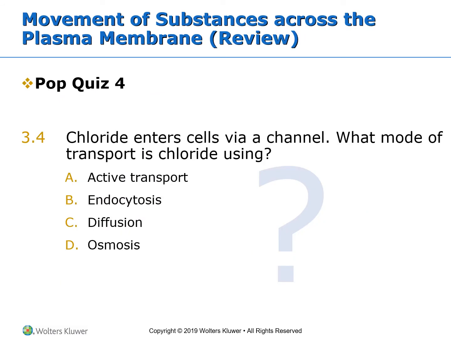Let's look at question number 4. It says chloride enters cells via a channel. What mode of transport is chloride using? Active transport, endocytosis, diffusion, or osmosis? Chloride is using a diffusion type of transportation. Diffusion is a passive type of transportation using a channel.